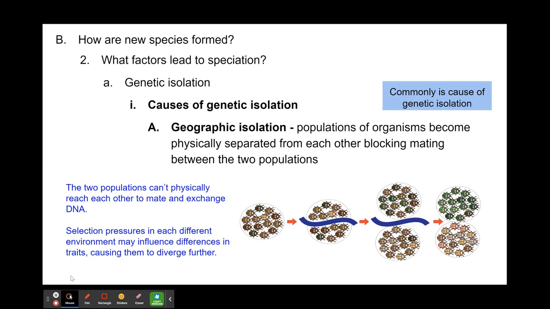So then, how do populations isolate from each other to eventually become genetically isolated? There are a bunch of ways. We're going to narrow down to just a few major categories. With geographic isolation, populations of organisms become physically separated from each other, blocking mating between the two populations. They can't physically reach each other to mate and mix their DNA.